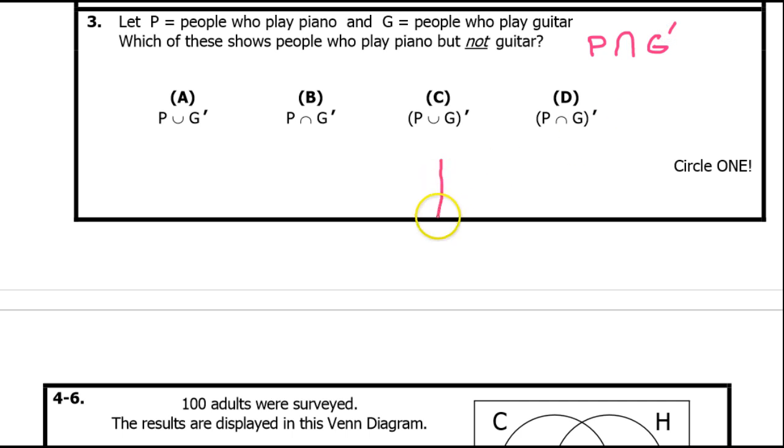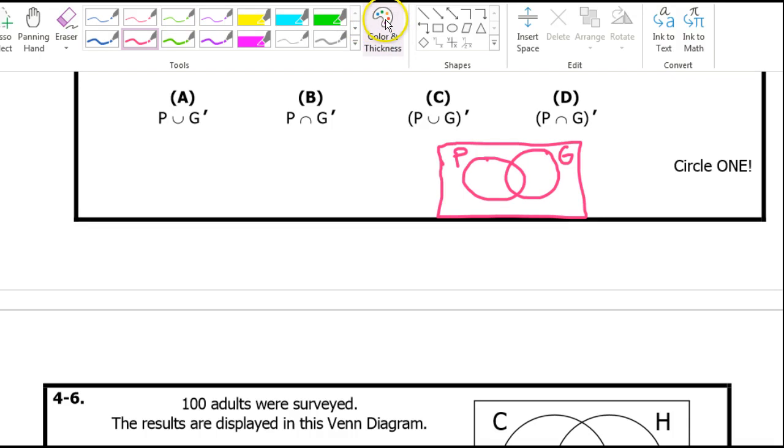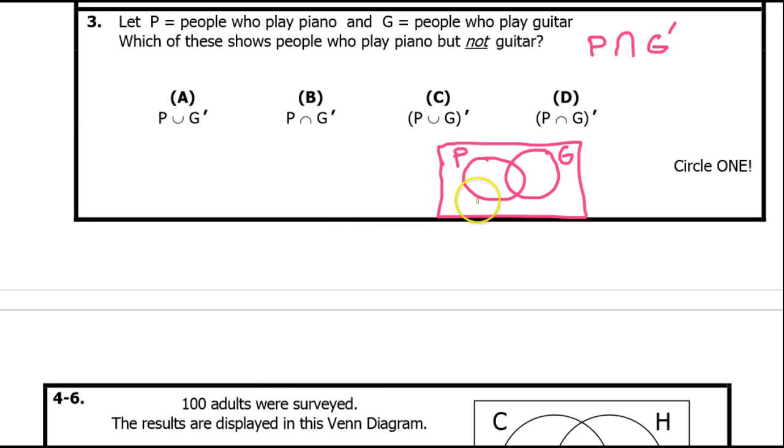Alright, if we were doing a Venn diagram of this, let's say this is the people who play piano, and this circle represents the people who play guitar. We are looking for only the people that would be, hold on, let me get my highlighter pen, chosen. Alright, we are looking for only the people that are in this part of the Venn diagram, right?